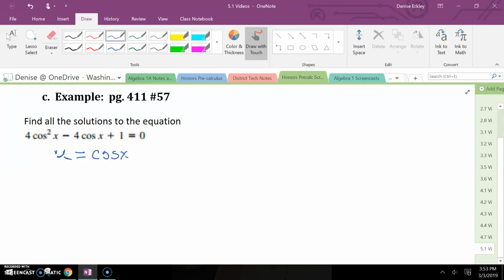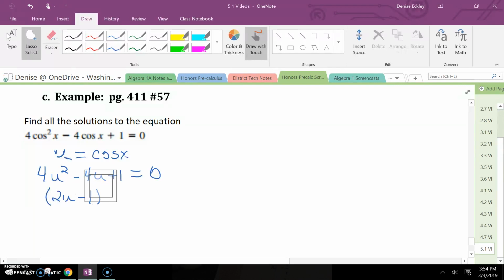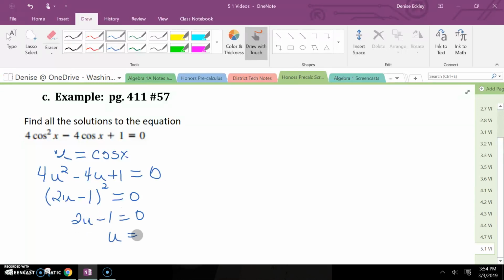So now we have a simple algebraic expression that we have to simplify. We have 4u squared minus 4u plus 1. And now we can factor that, and then once we have factors, since it's equal to 0, we'll be able to set our factors equal to 0. Hopefully you recognize that this is a perfect square trinomial, and it is (2u minus 1) squared. That's going to equal 0. So we have that 2u minus 1 equals 0, so u is going to equal 1/2.